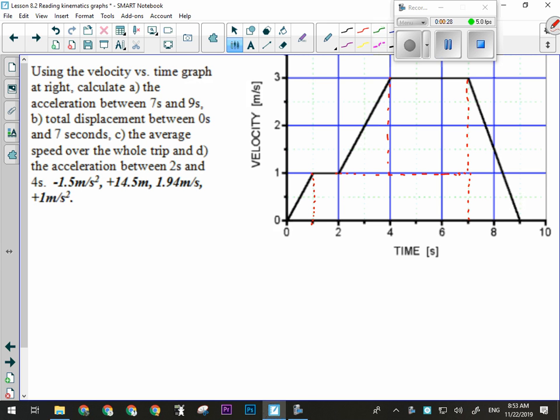I mean, there's other ways to do it. You could make this one big rectangle and this a smaller rectangle. You still get the same answer.